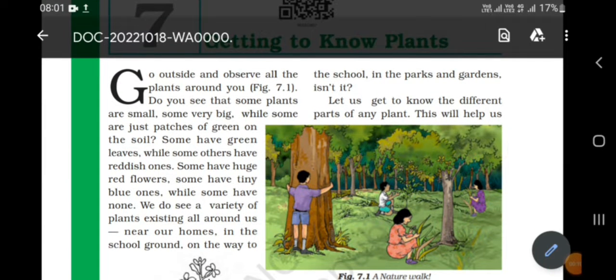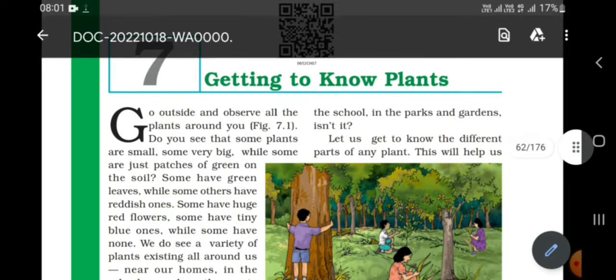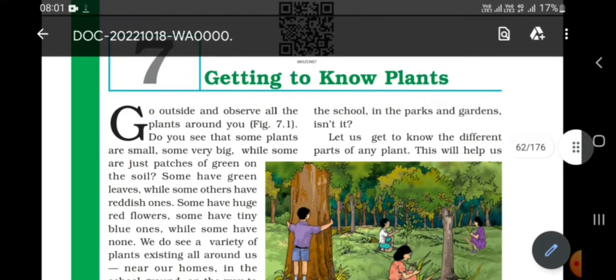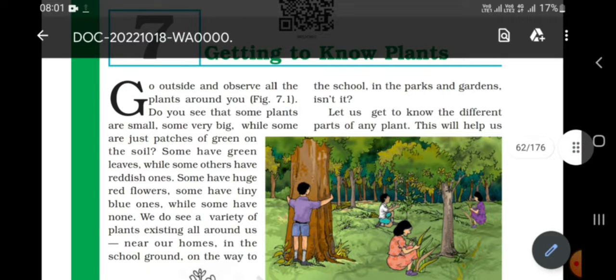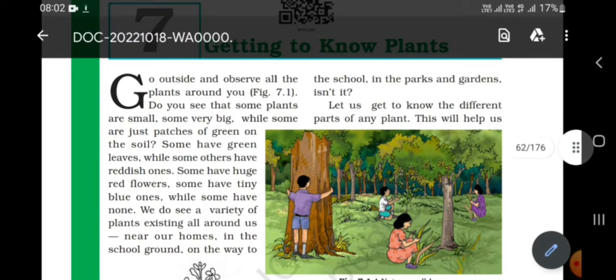Hello everyone, this is the 7th chapter that we are going to study in the Study with Rajiv NCERT Science series of Class 6. अभी तक हम 6 चैप्टर कर चुके हैं. Now this is the 7th, which is Getting to Know Plants. तो अब हमें पता ही है कि now we are going to see plants. What are the types of plants, parts of the plants, detailing of the plant parts.